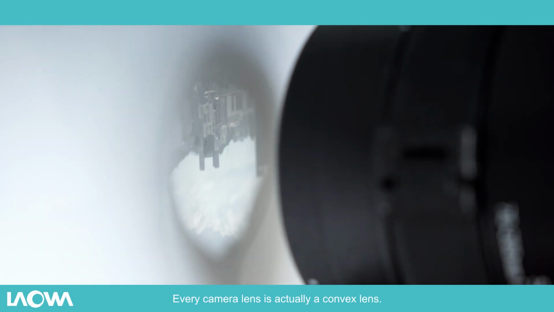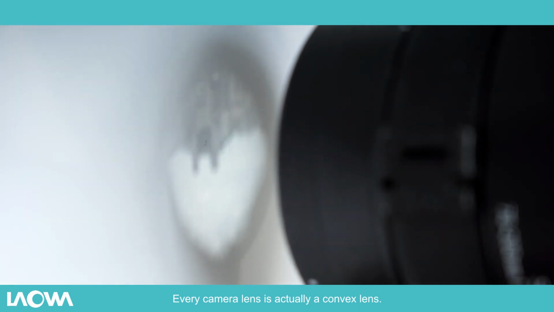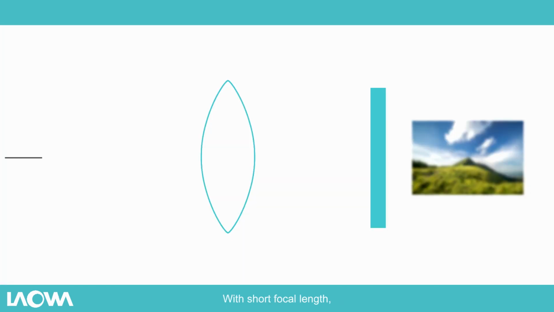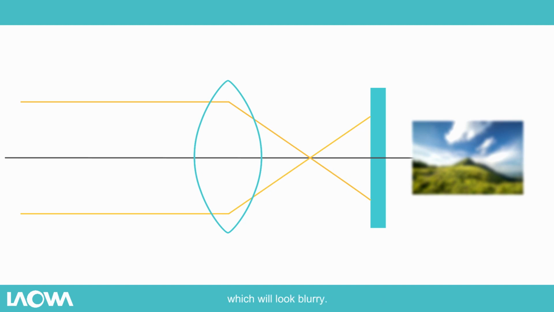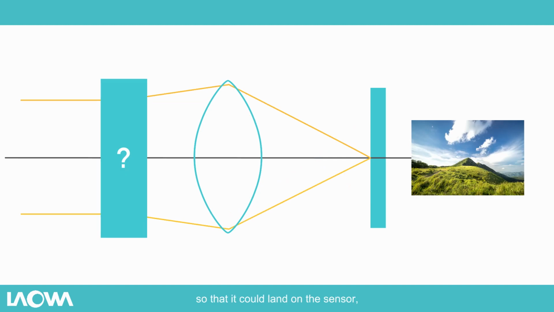Every camera lens is actually a convex lens. It converges light to form an image on the camera sensor. With a short focal length, an image could be formed in front of the sensor, which will look blurry. To solve this problem, lens designers need to make the image move further so that it could land on the sensor while keeping the short focal length and thus the wide angle of view.